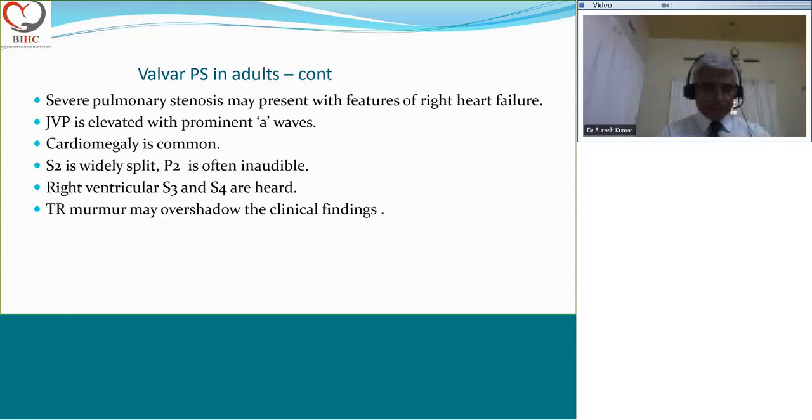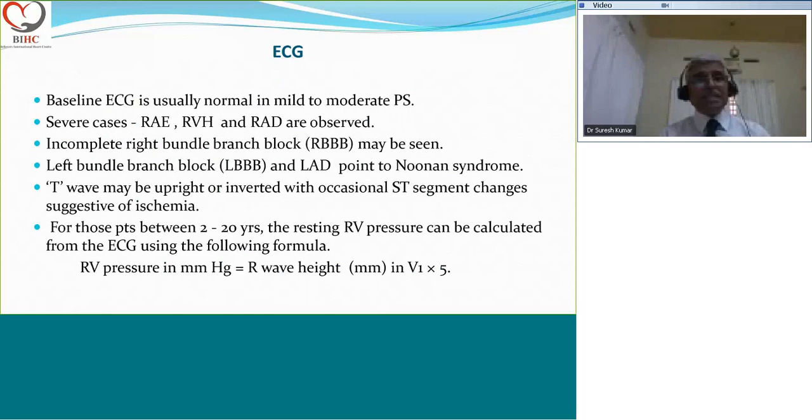If you see the ECG, the baseline ECG is usually normal in mild or moderate PS, but in severe cases, right atrial enlargement, right ventricular hypertrophy, and right axis deviation are observed. An incomplete right bundle branch block may be seen, but if you find a left bundle branch block or left axis deviation in a child in whom you have diagnosed PS, think of Noonan syndrome. And the T wave, depending on the age, may be upright or inverted, and you may find ST segment changes of RV pressure overload.